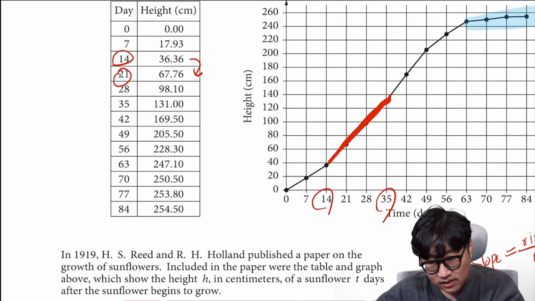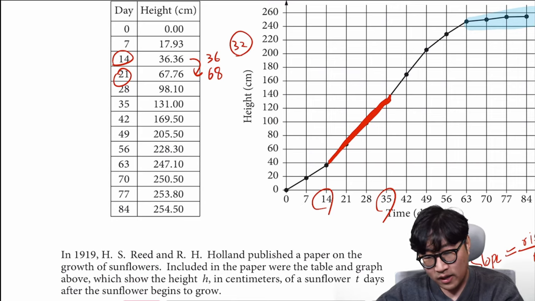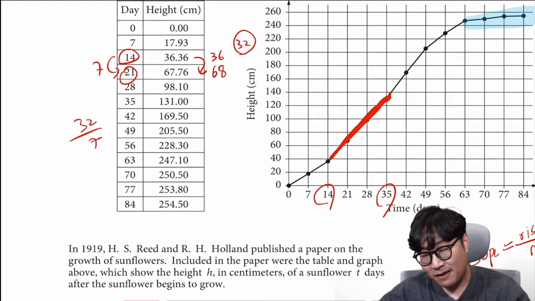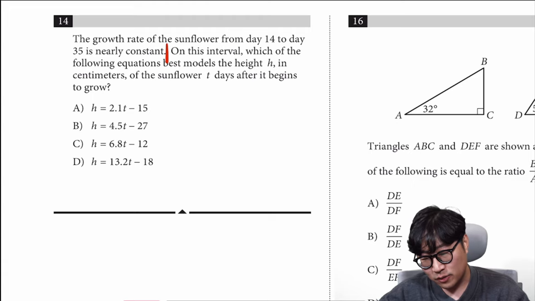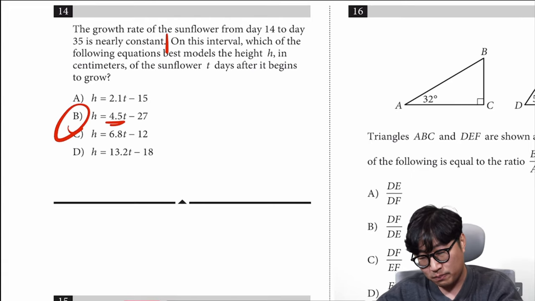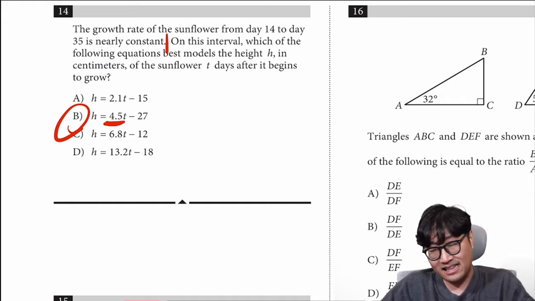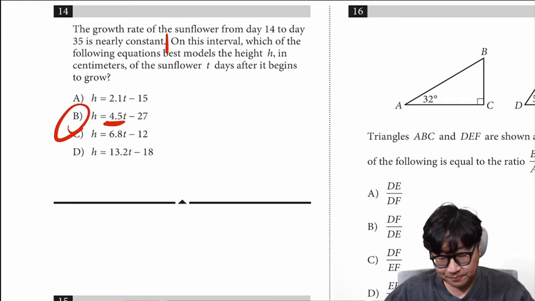So increase, I don't know, man. I'll just call that 36. I'll call that 68. So the increase is 32. And so that's the rise. And the run is 7. So 32 divided by 7. That's kind of 5, but not really, a little short of 5. The slope should be a little short of 5. And that's probably choice B. Yeah, 4.5 sounds about right. That's the slope, and nothing else even comes close to that.